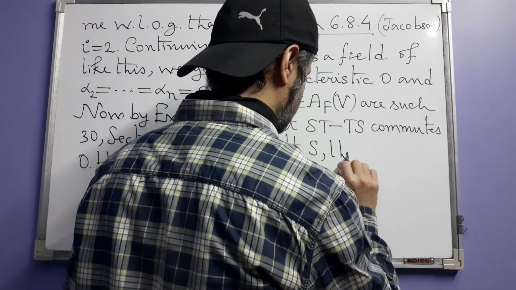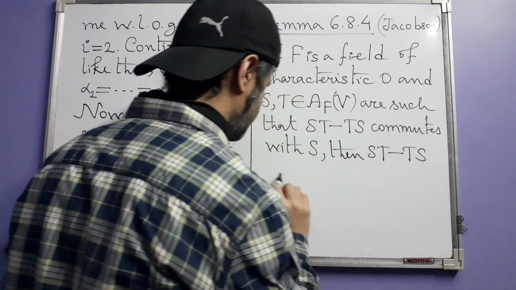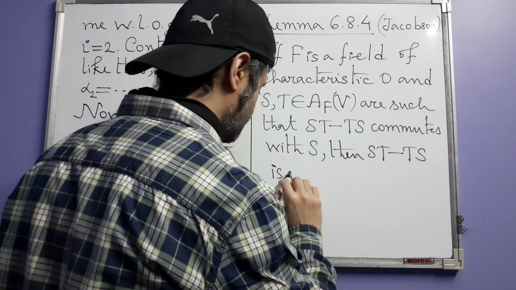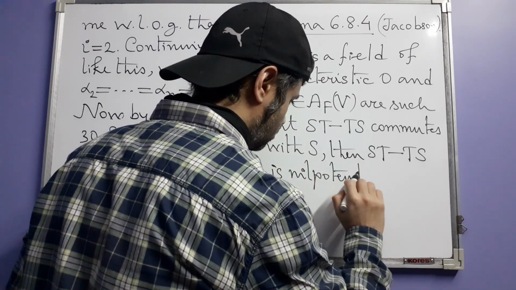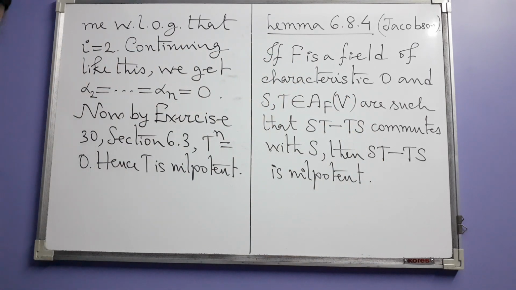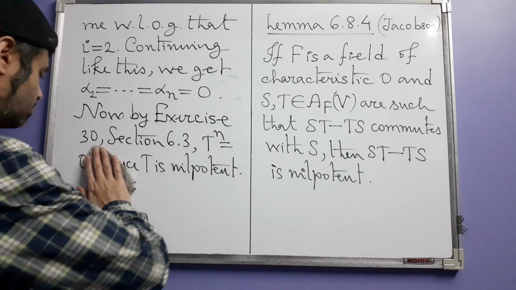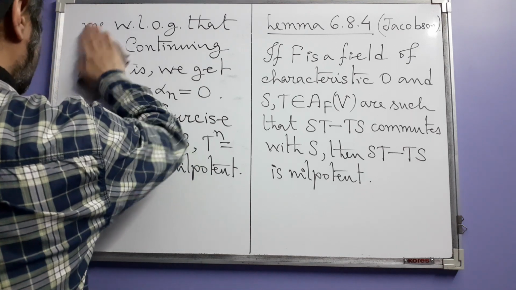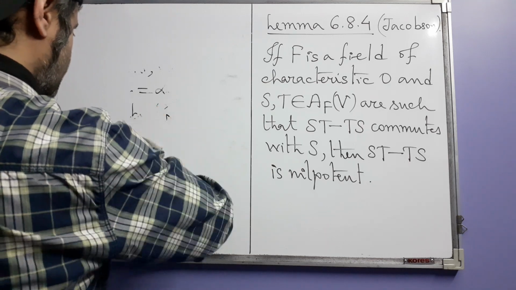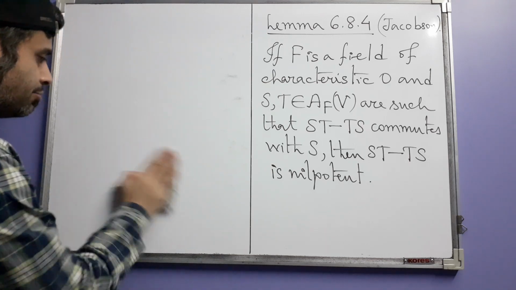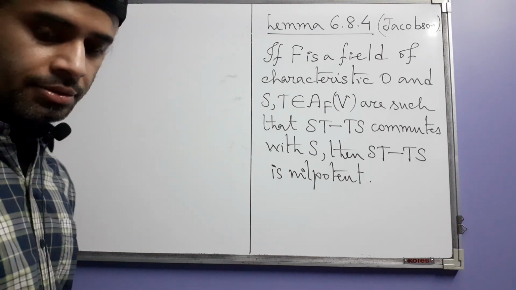Then ST minus TS is nilpotent. The underlying field has characteristic 0, so the guess is that the previous lemma will be used in its proof, and that's true. We use that.